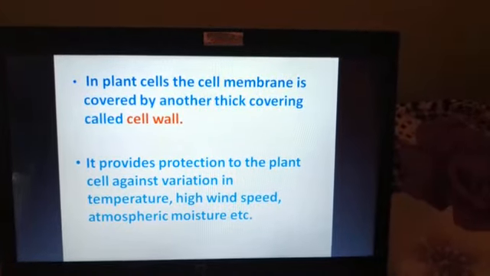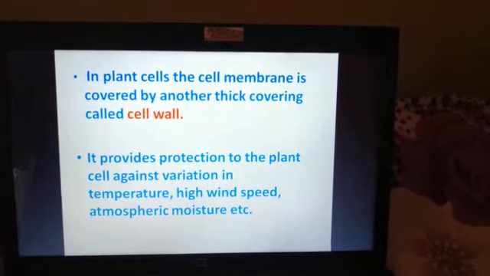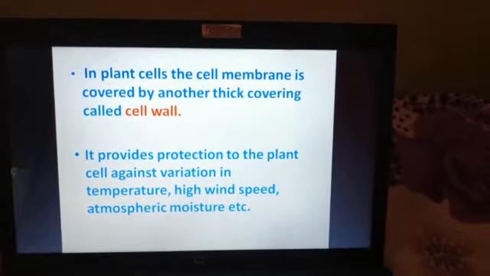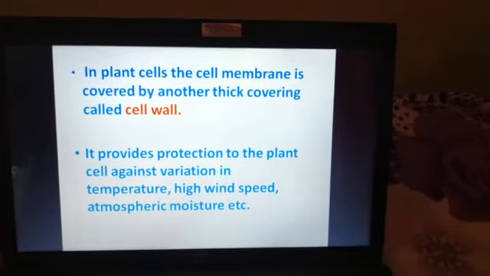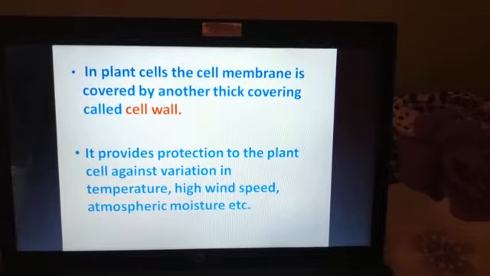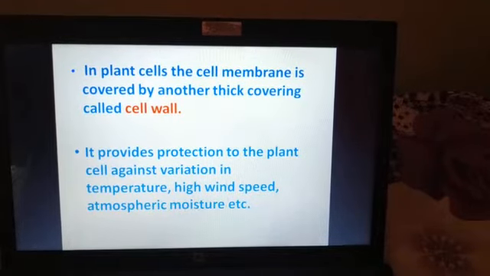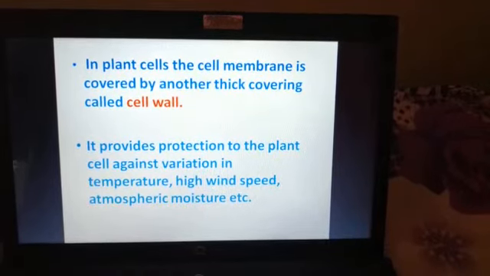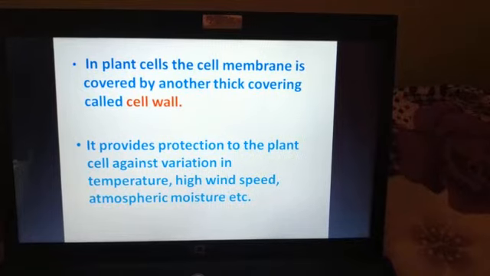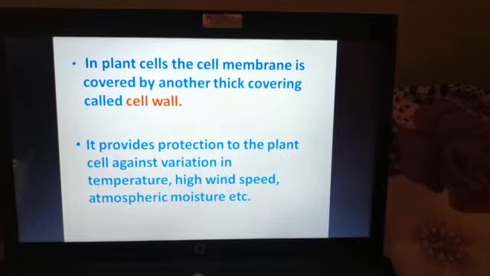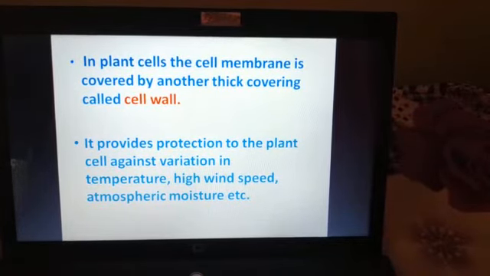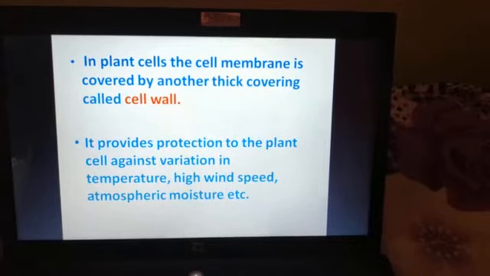In plant cell, the cell membrane is covered by another thick covering called the cell wall. So we have studied about this in the diagram. In plant cell, cell wall is present, but this cell wall is absent in animal cell. This cell wall provides protection to the plant cell against variation in temperature, high wind speed, atmospheric moisture, etc. Since the plant they cannot move, so they need protection against all this variation in environment. So that is why cell wall is present in plant cell and it is absent in animal cell.